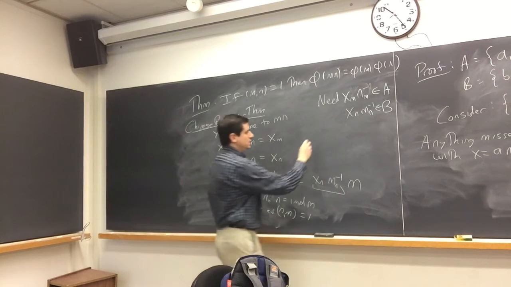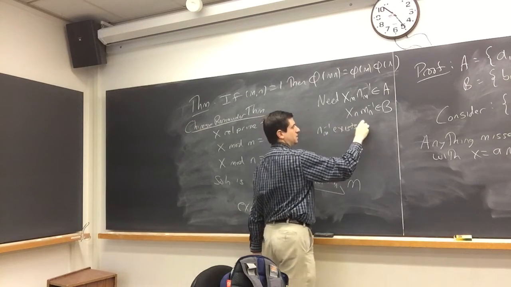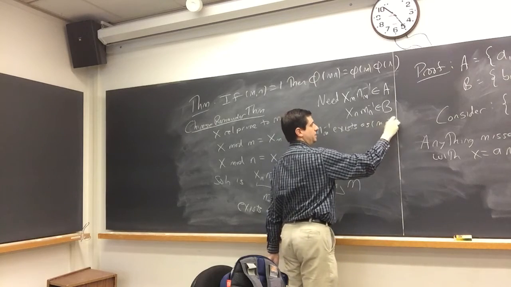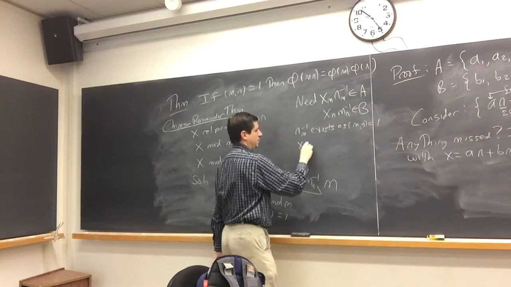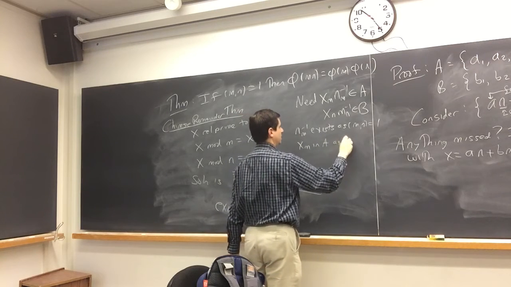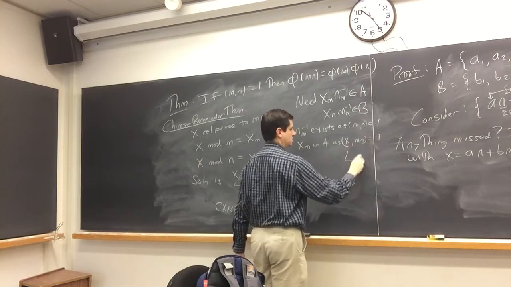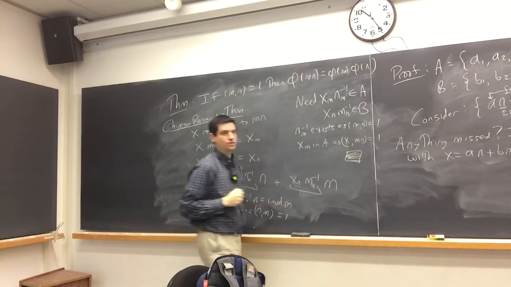So n_m inverse exists as (n, m) equals 1. xm is in A as (x, mn) equals 1. And that finishes the proof.